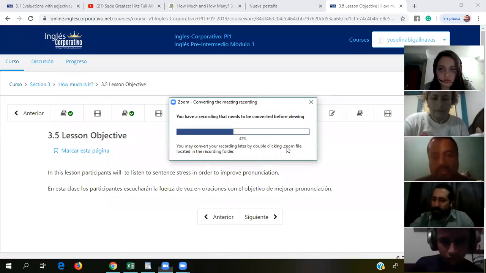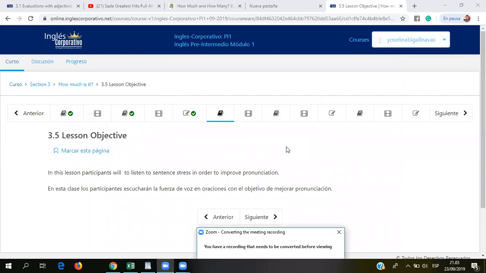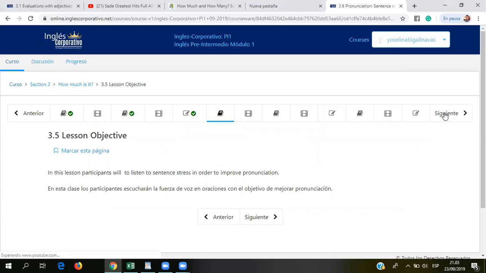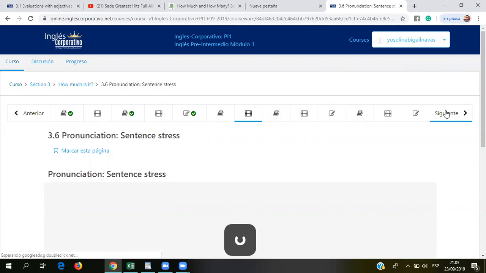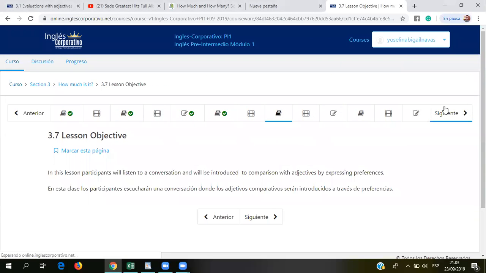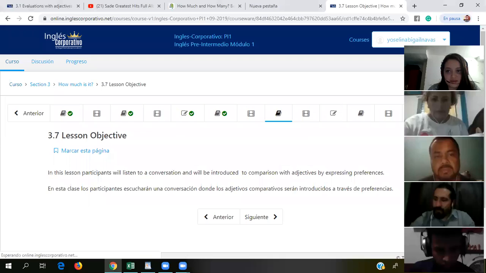Gabriel, welcome. Marcela, welcome. We're going to start, all right? So everybody should be on the platform right now, and we should be working on section 3.5. We already did that part, the intonation, right? Yeah, we finished that part. So we're going to go to section 3.7. Candy, could you read the objective, please?